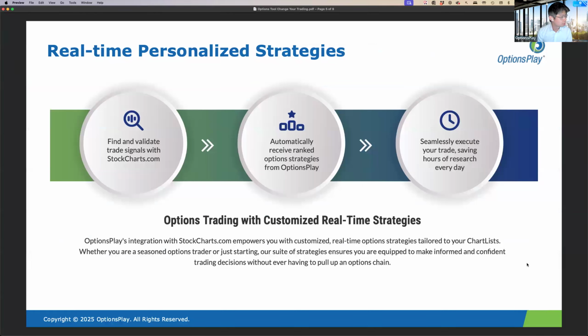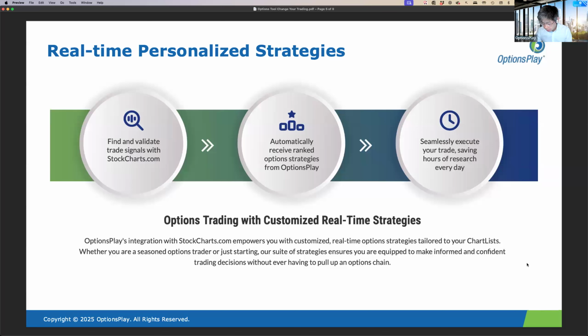So how can you find and validate trading signals from stockcharts.com and use those to automatically receive ranked option strategies from options play so that you can quickly, seamlessly execute these trades, hopefully saving you hours of research every single day? Like I said, we built these tools for ourselves, and we have found that these tools are incredibly useful for just about anyone who's an options trader.